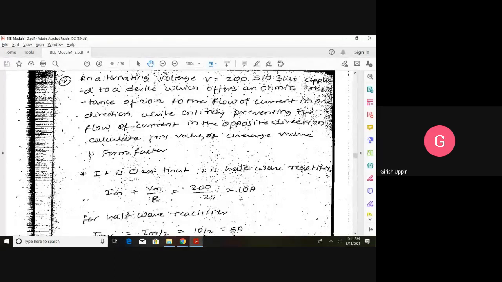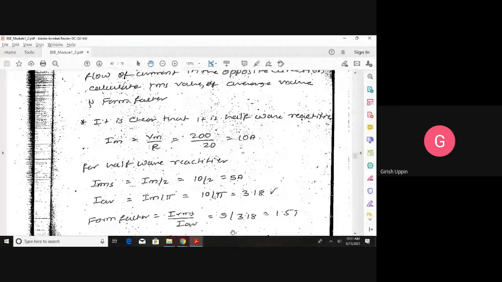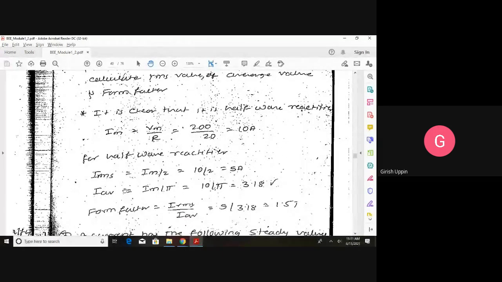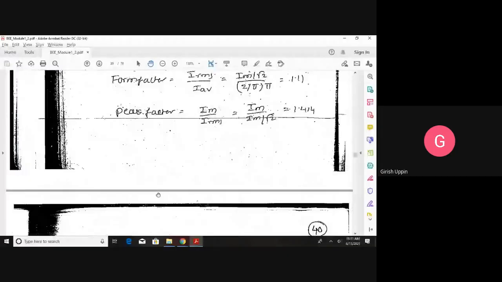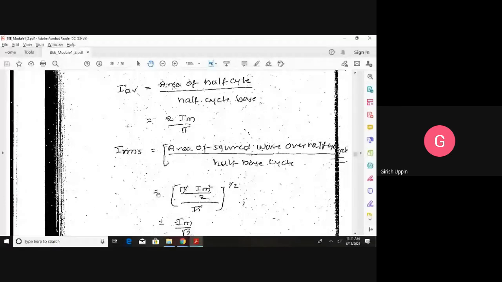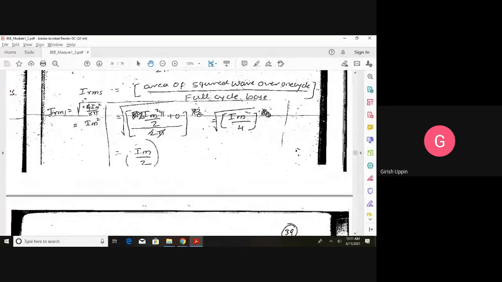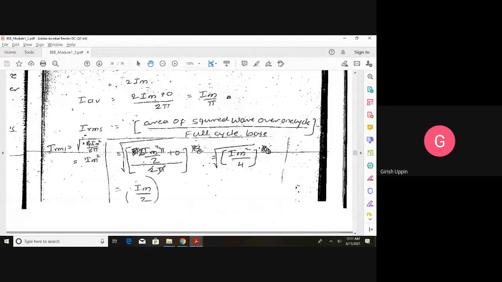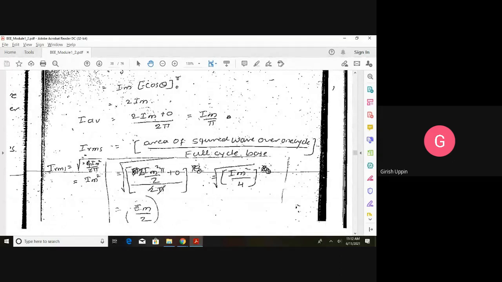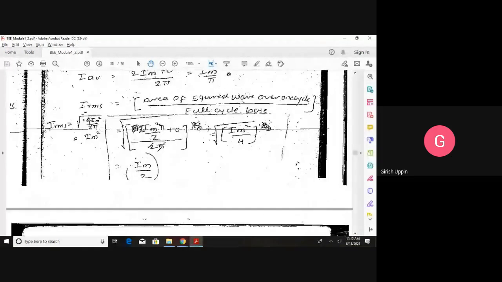Now first we have to find the RMS value. Here the RMS value and the average value I am directly taking from the previous derivation. In the previous derivation we got the RMS value and average value as Im by 2 and Im by pi. If you want, I will go back and show you where we did the half wave rectifier, not full wave, half wave. You can see we got the RMS value as Im by 2 and average value Im by pi. These values I have directly used in solving this particular problem.